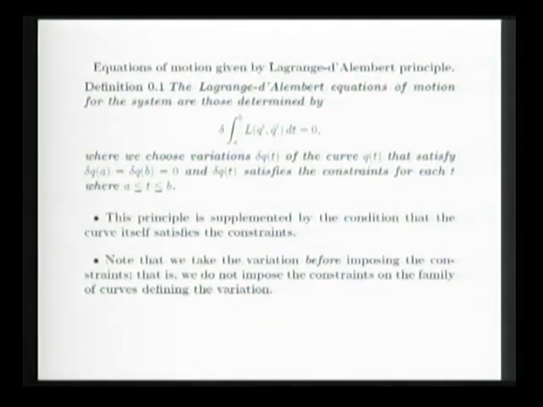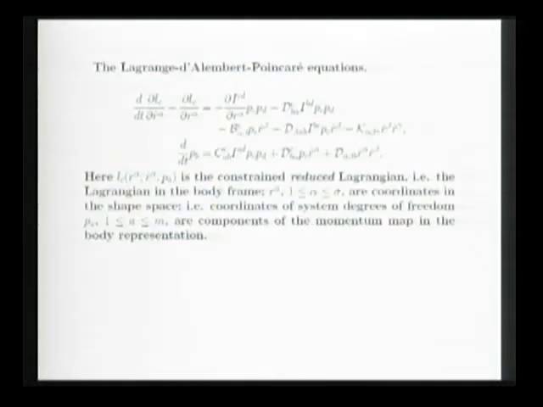And the important thing here is that you take the variations before imposing the constraints. That is, we impose the constraints on the family of curves defining the variation. And this is the difference with the vakonomic mechanics. In the vakonomic mechanics, you're imposing constraints on the variation, on the curves. So you're restricting the class of curves. Here we're not. That's the key difference.